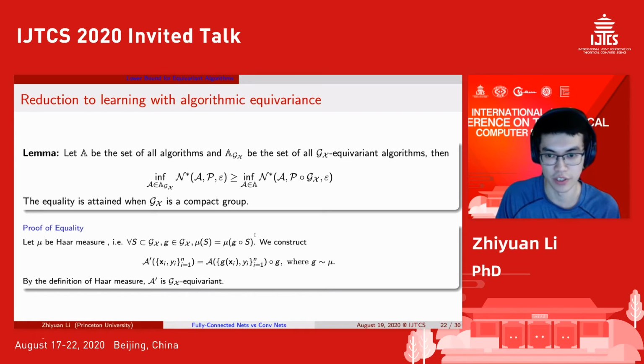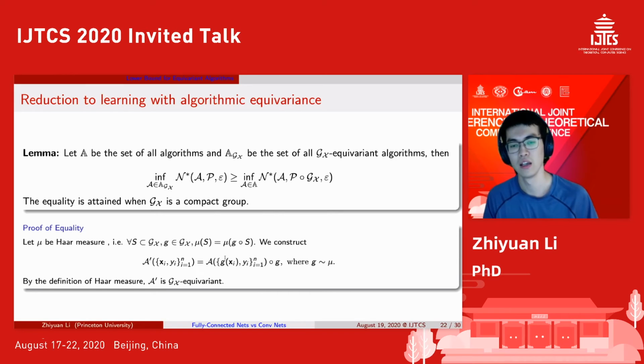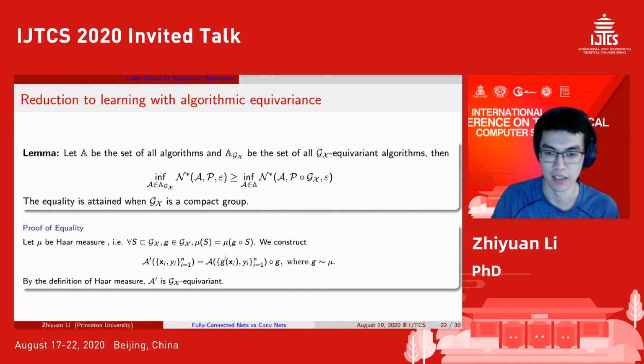And it has this property. And then we construct a new algorithm, A prime, which is defined in this way. We first sample G uniformly from this group GX on this Haar measure. And then we apply G on the entire training data set, and we call algorithm A, and we get a hypothesis. And we use this composition of the returned hypothesis of A and G as our new hypothesis returned by A prime.